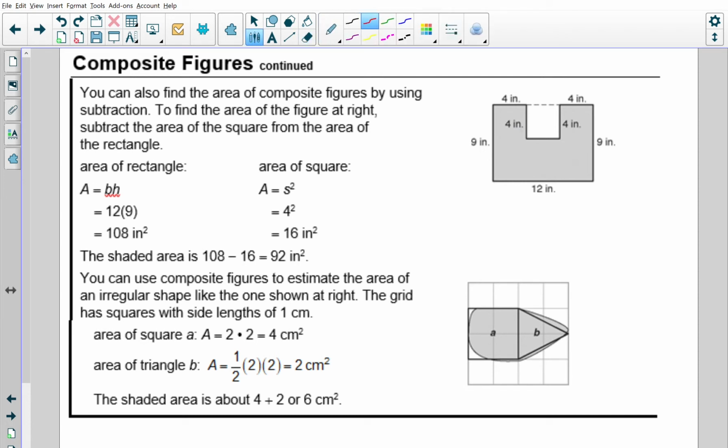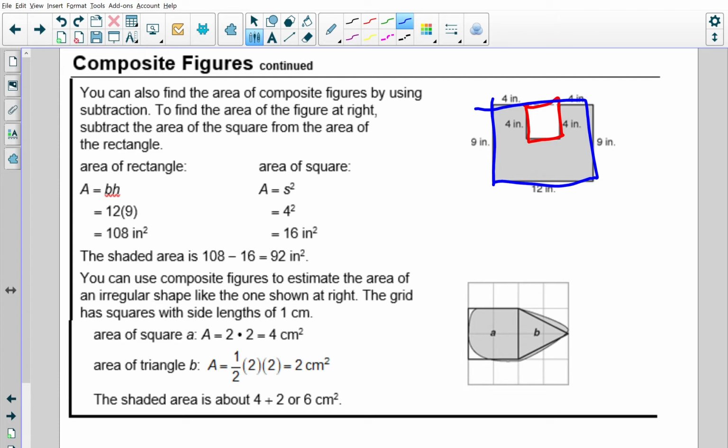But sometimes when you're like, hey, I speak math. Well, if you know that this is a 4x4 square, you just calculate the area of the whole thing and subtract the 4x4 square, which is what happens here.